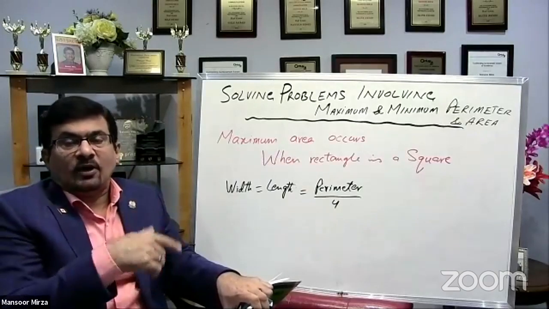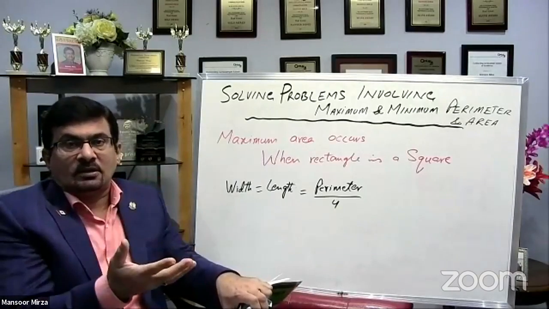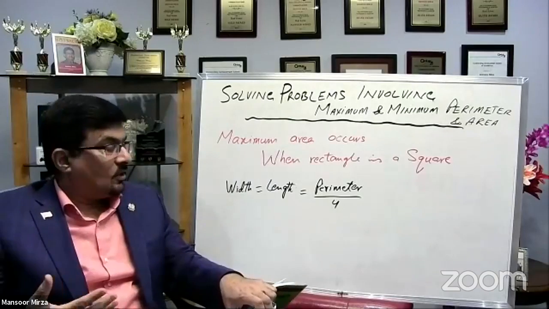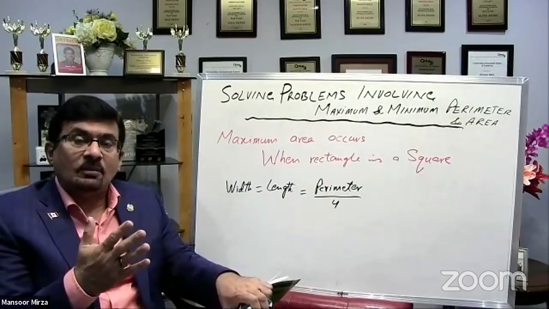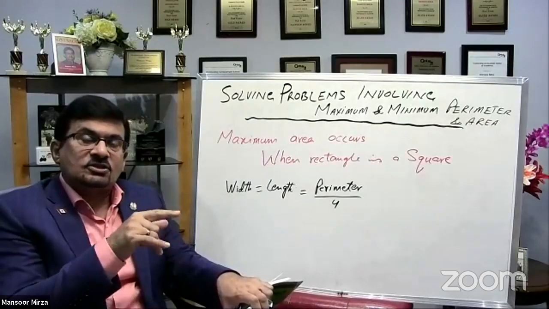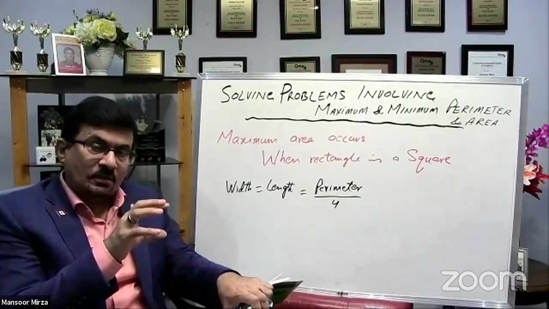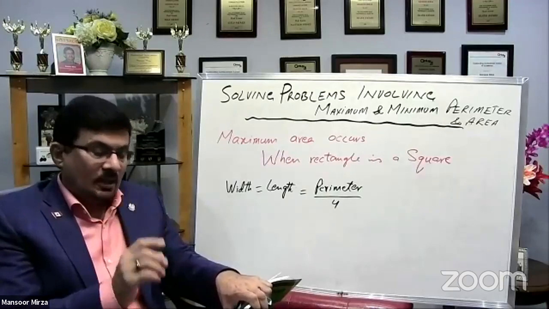And now when you find the length multiplied by width and get the area, you notice that the area got the maximum area. So each time you reduce, you can find out the area. But when the shape becomes an exact square, the area will become the maximum area.